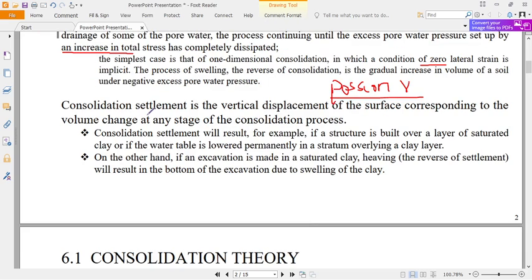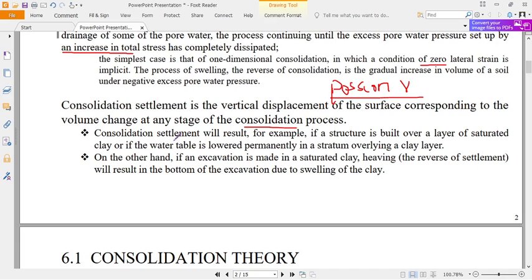Okay. A consolidation settlement is the vertical displacement of the surface corresponding to the volume change at any stage of the consolidation process. Now there will be a change in volume. So you're going to find that consolidation settlement will result, for example, if a structure is built over a layer of saturated clay, or if the water table is lowered permanently in a stratum overlying a clay layer.